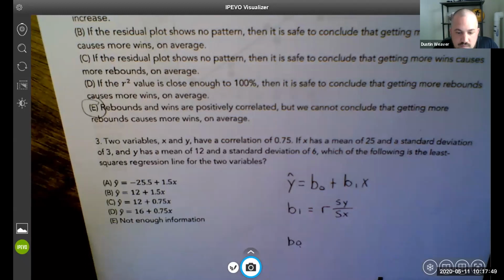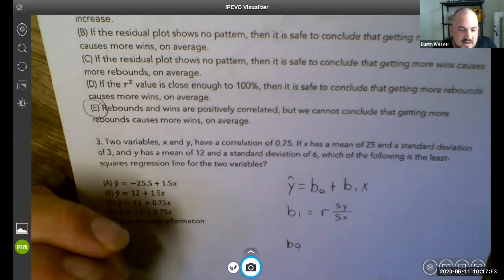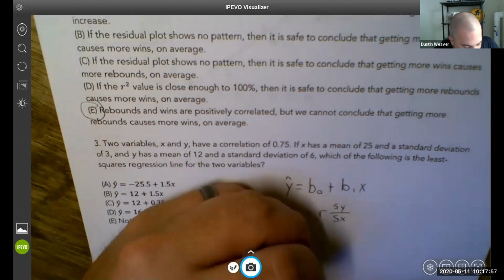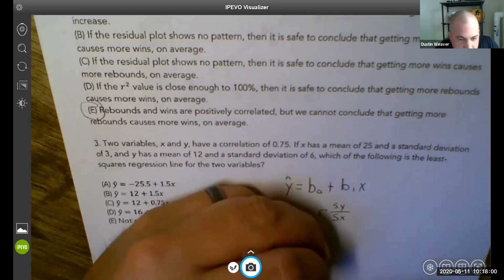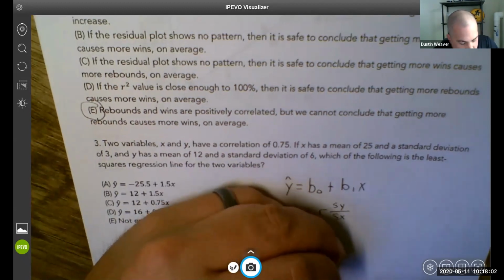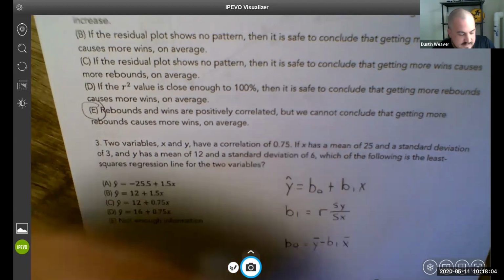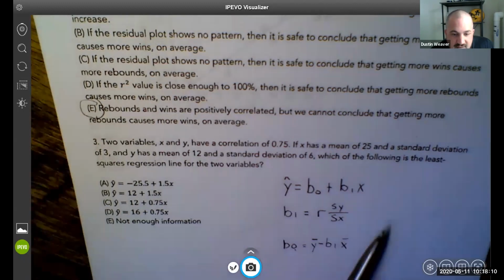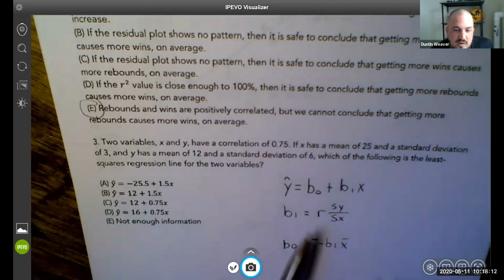sorry. The formula for B sub naught is the mean of Y minus B1 times the mean of X. So based on the formula for B0, you have to have B1 in it, so you have to do B1 first.